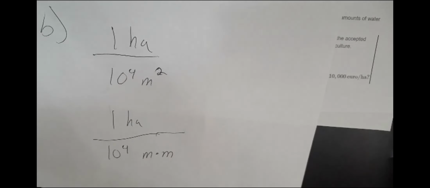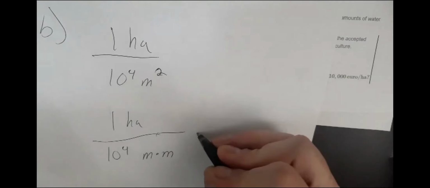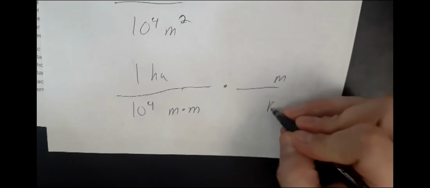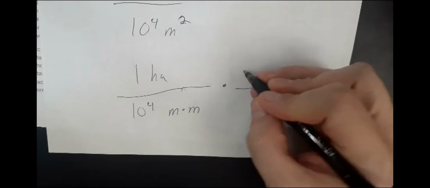So now I want to convert things. I want to express 1 kilometer squared in hectares. So I don't want meters, what I want are kilometers. If I want to get rid of meters here, where do they go? On the top. Meters go on top, kilometers go on the bottom. There are 1,000 meters for every 1 kilometer.